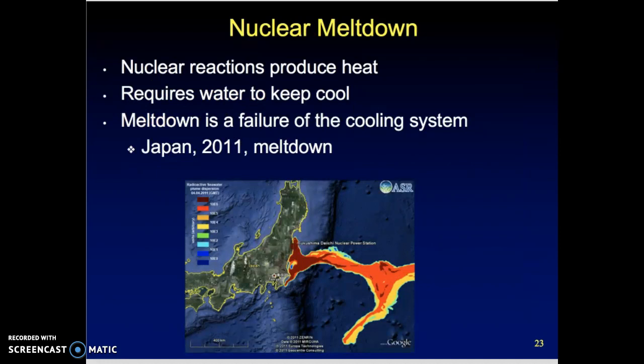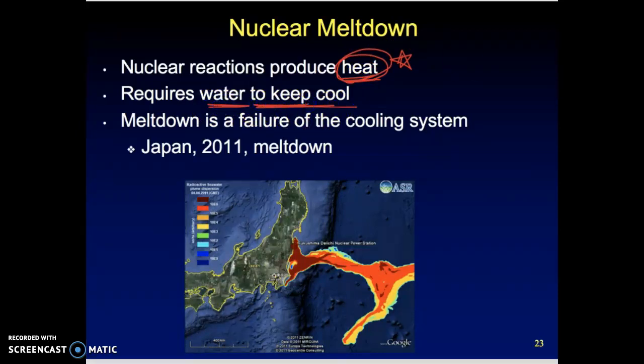nuclear meltdown. The nuclear reaction produces a massive amount of heat. So we want to keep that in mind. Circle that. Big star on that. Lots of heat. All energy production produces heat. It's the laws of thermodynamics. So to prevent meltdown, to maintain a safe environment, you need a lot of water to keep your reactor system cool.